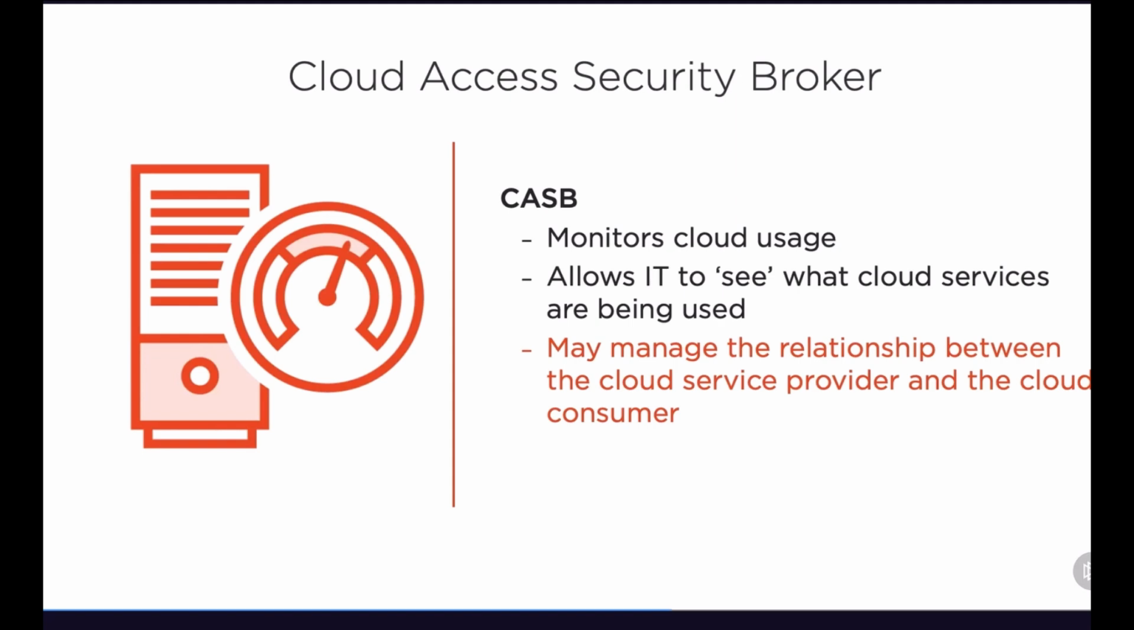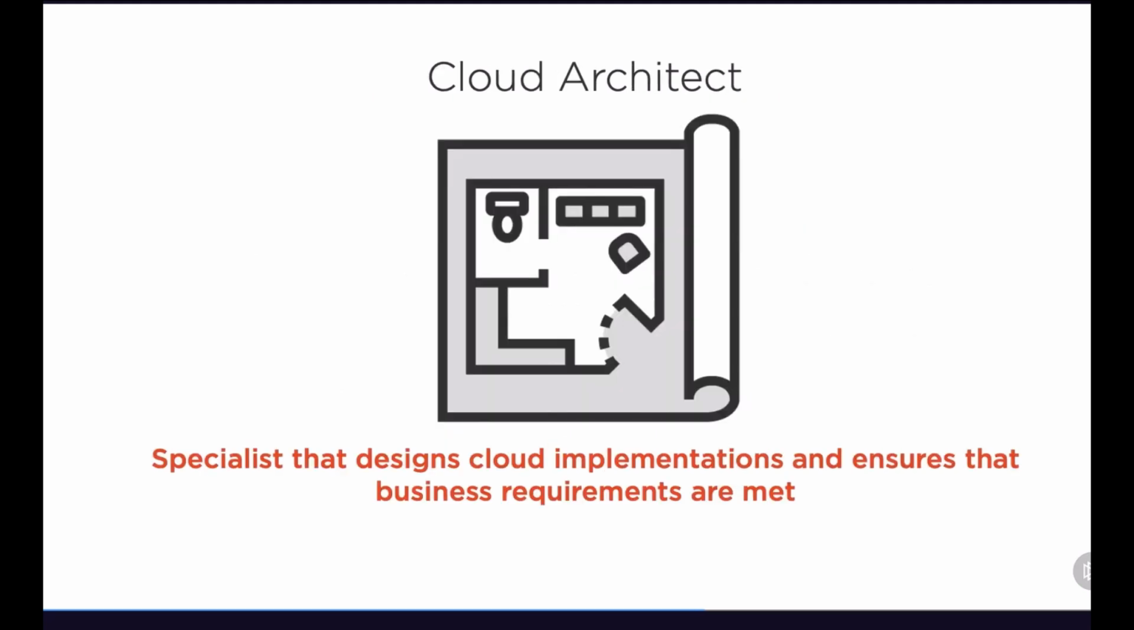The CASB can also help us manage that relationship, the communications between the cloud service provider and the cloud consumer. One of the things that is brought in through part of that administrative management is the management of access controls, so that only the correct people are able to access those cloud services and hopefully only in the right way. One of the things that's been necessary for many organizations when they're considering a transition to the cloud is to have someone who is able to architect or plan the various types of implementations, and this is the cloud architect.